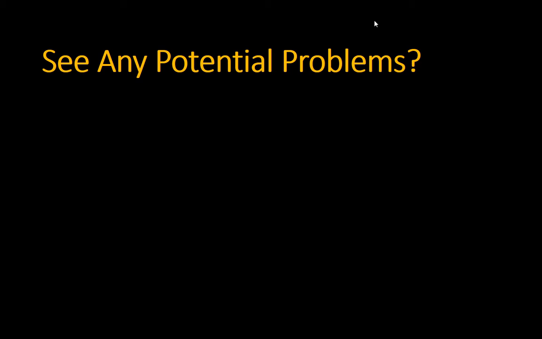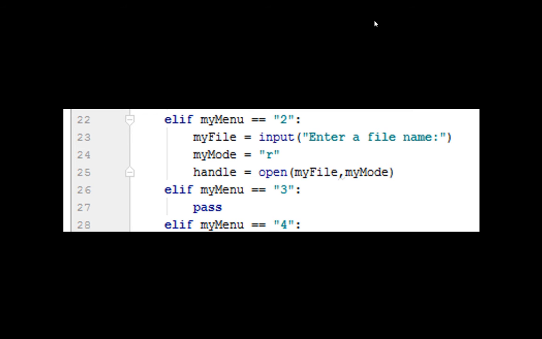Did you see any problems with that code? Right now we're opening a file up to read. That's all correct. The open statement's correct. Take a look at line 23. What could potentially be a problem with line 23? They don't know what the file extension is.